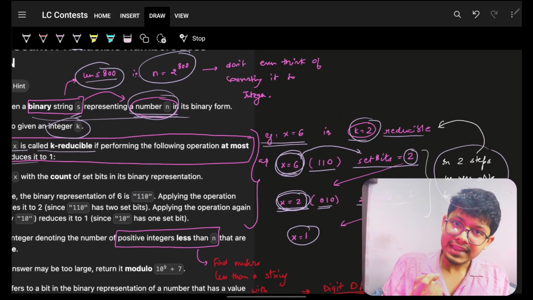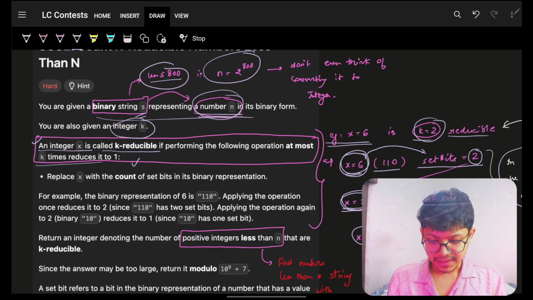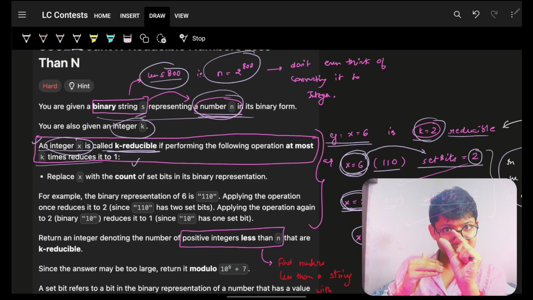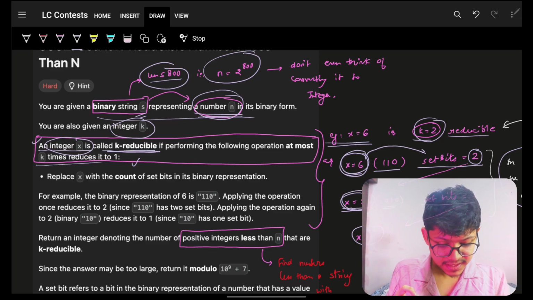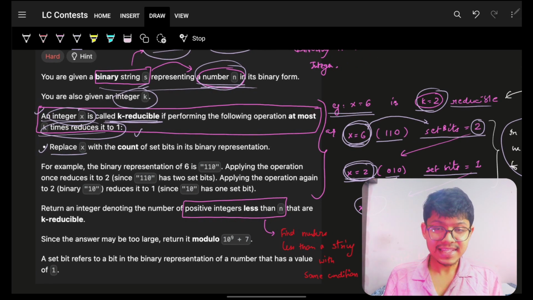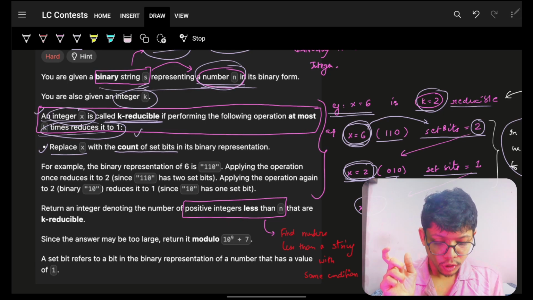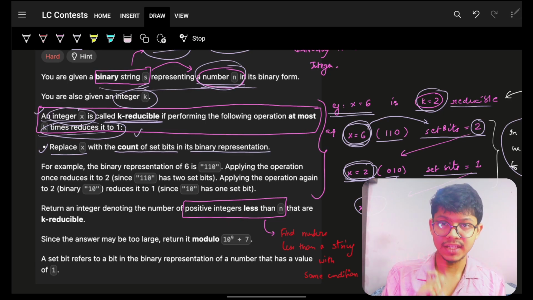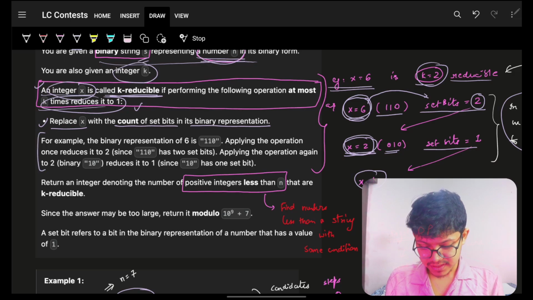Thus, I was able to get 6 to 1 in a total of 2 operations, and the allowed operations were also at most 2. This is what the statement means: an integer x is k-reducible, which means I can reduce that x to 1 in k steps, in which each step is defined as replacing the number x with the count of set bits in its binary representation. Okay, ultimately they have given the same example here itself.